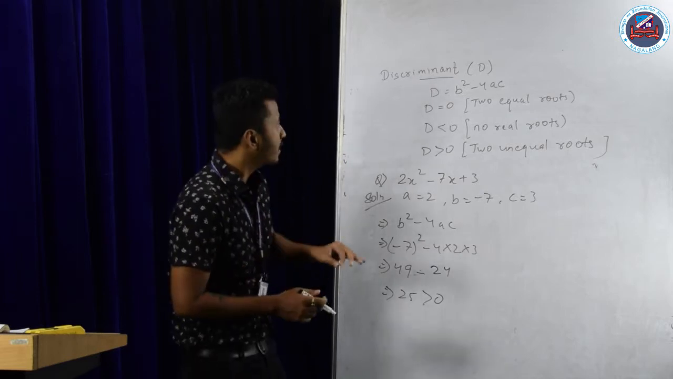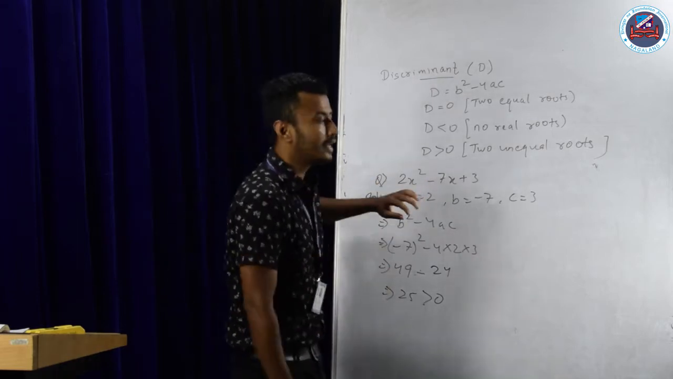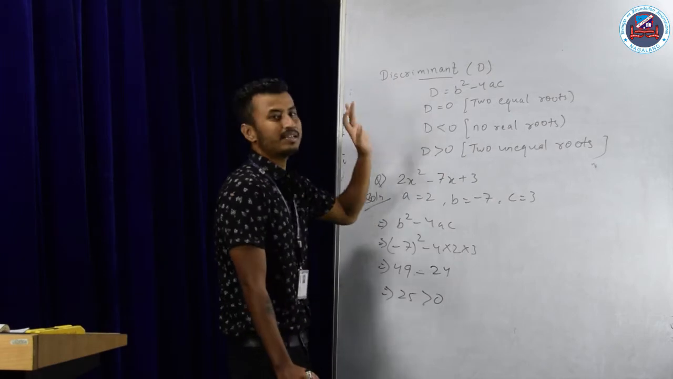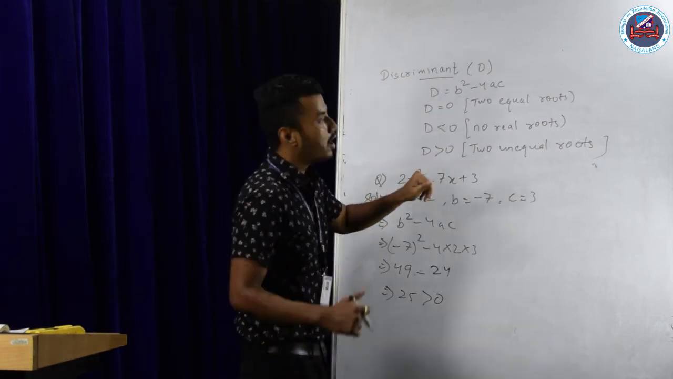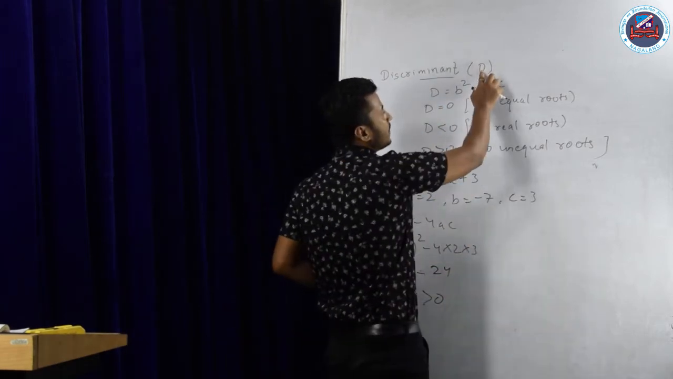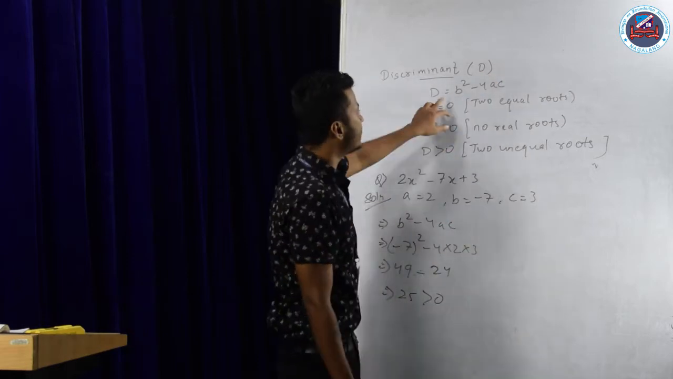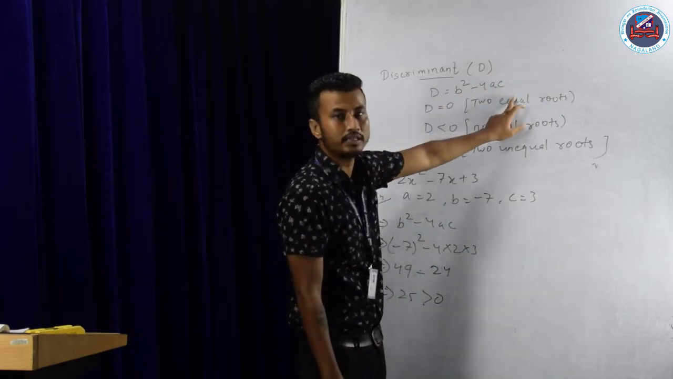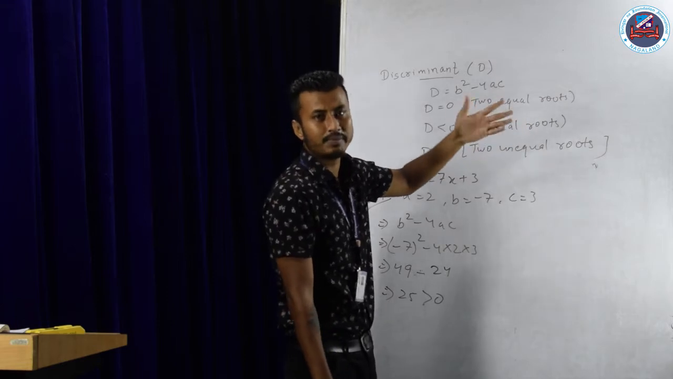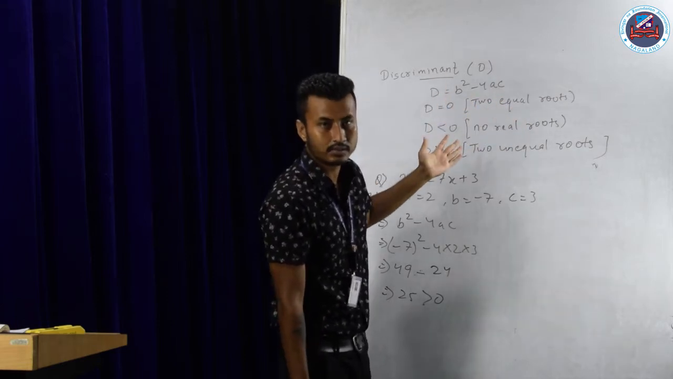Okay guys? Before jumping into all of this, let us first learn about the concept of discriminant. What is discriminant? First of all, it is represented by capital D. The formula for discriminant is b square minus 4ac. Now don't get confused with what is ABC. ABC are nothing but coefficients.